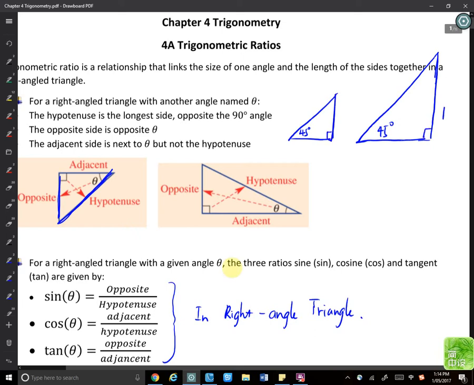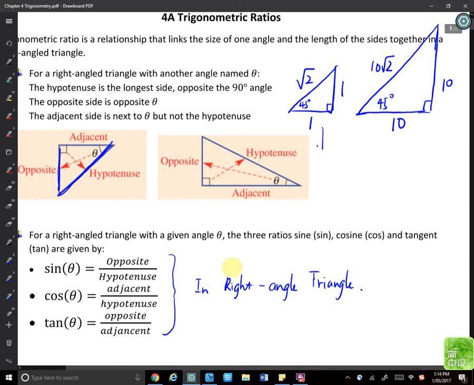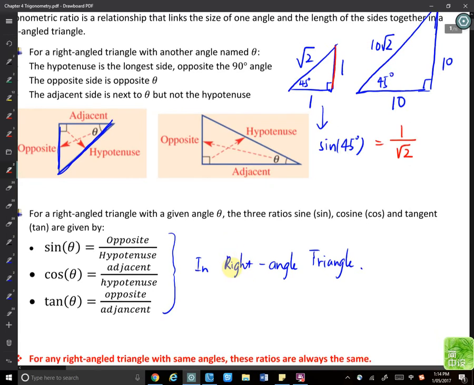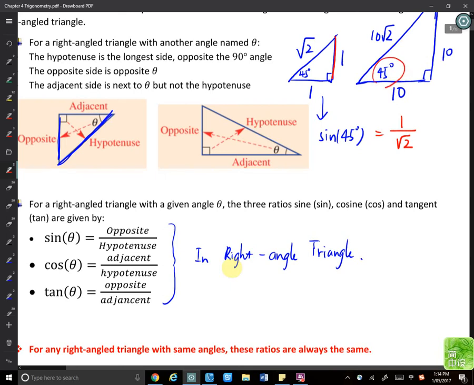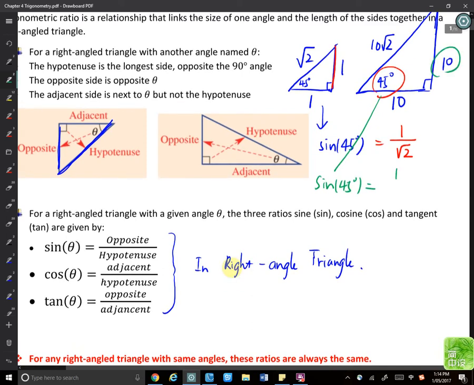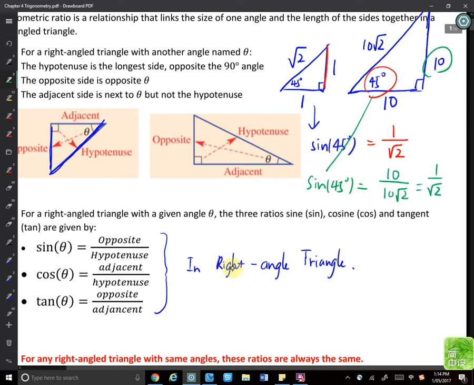You have 10 and 10, and for this one, you just have 1 and 1. That's root 2. That's 10 root 2. The sine 45 in this triangle is opposite, which equals 1, over hypotenuse, which is root 2. In this big triangle, sine 45 equals opposite, which is 10, over 10 root 2. That also equals 1 over root 2.